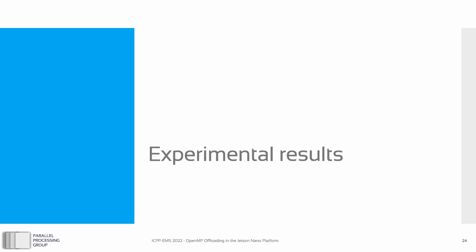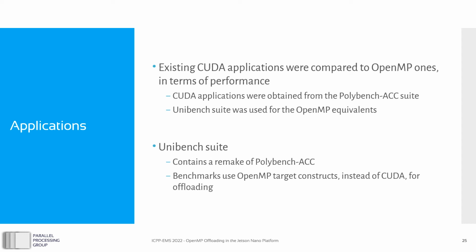After all this information, let's proceed to the experimental results. What we did was compare existing CUDA applications to their OpenMP equivalents in order to test our performance. Specifically, the CUDA applications were obtained from the Polybench ACK suite, and the OpenMP applications were obtained from the Unibench suite. Unibench is a remake of Polybench ACK, and basically the benchmarks use OpenMP target constructs instead of CUDA code for offloading.